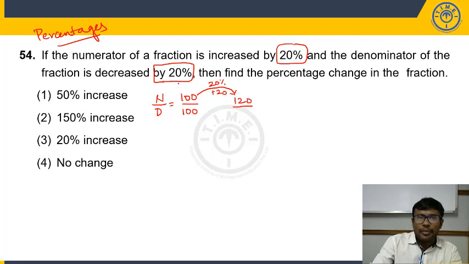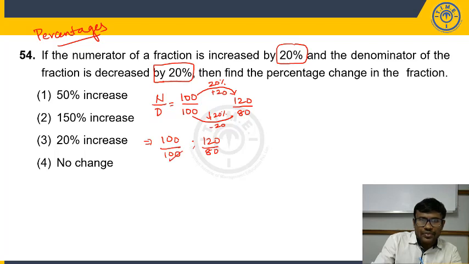And what happened to the denominator? Decreased by 20%. Means it has gone to 80. Now let us compare the old fraction and new fraction. Old fraction was 100 by 100. And new fraction was 120 by 80. So let us take the ratio of them.